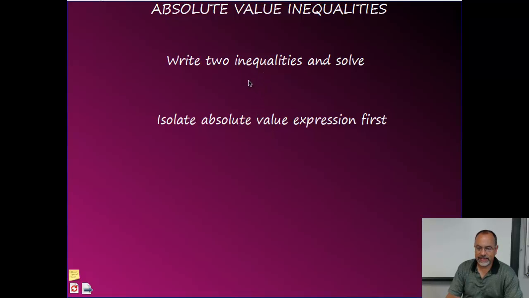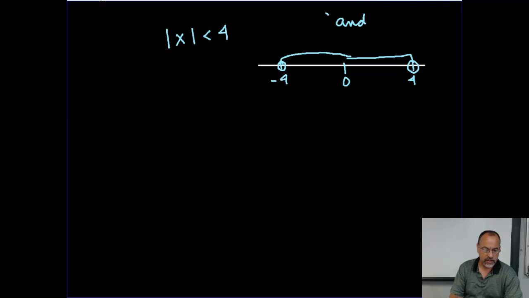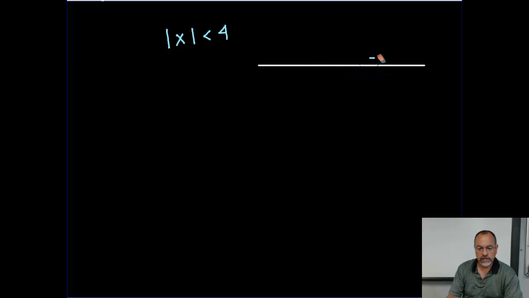Now there's one thing that's going to happen when you write inequalities that didn't happen when we're writing equations. So let me show you that quickly again on our example over here. So let's say we have the absolute value of x, which I have up here, is less than 4.